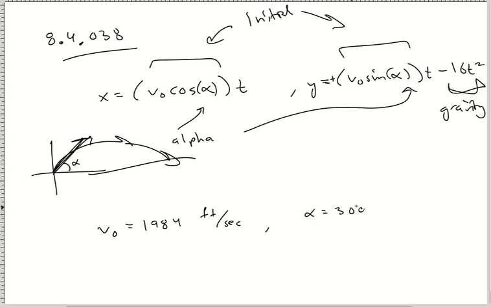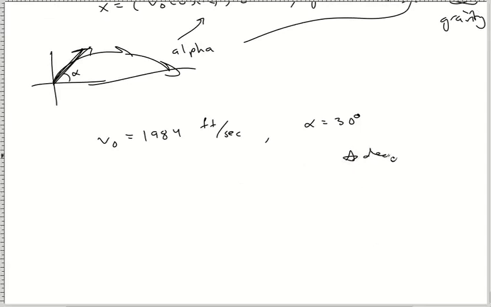Alpha is equal to 30 degrees. So they're in degree mode. That's kind of nice. If they're in degree mode, you need to change your calculator over to degree mode. Okay. Part A, it says, how many seconds until it hits the ground?